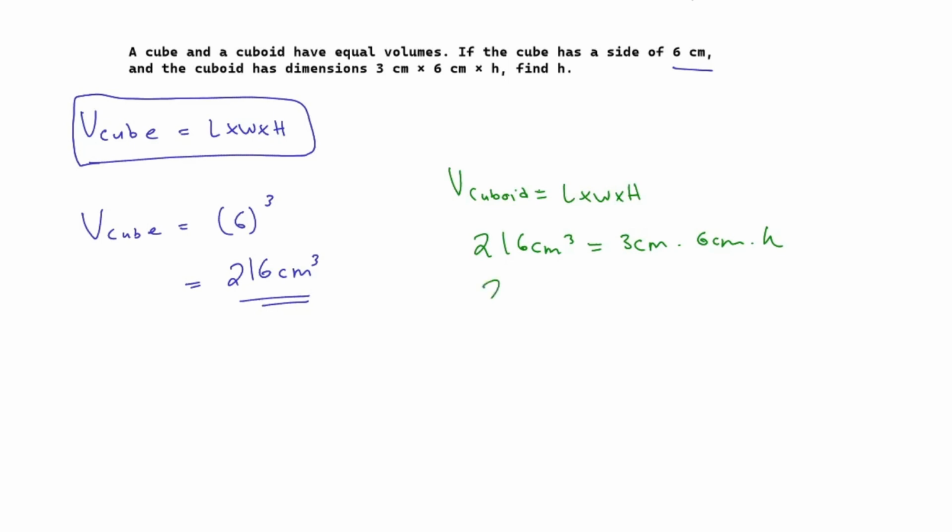So we can multiply 3 and 6 together, we'll get 18. So 216 centimeters cubed is equal to 18 centimeters times height. Okay, now we're actually going to divide here. So 216 centimeters divided by 18.